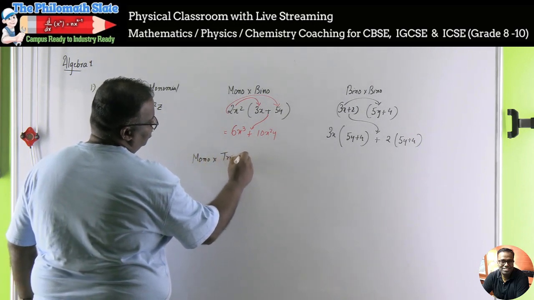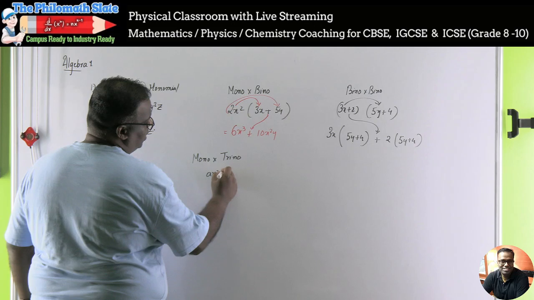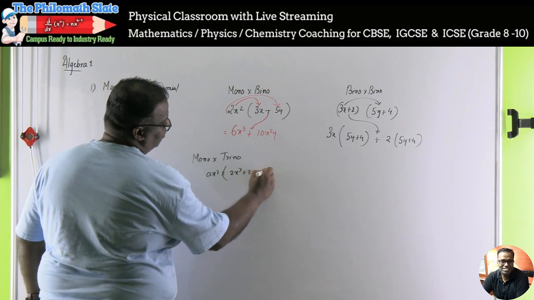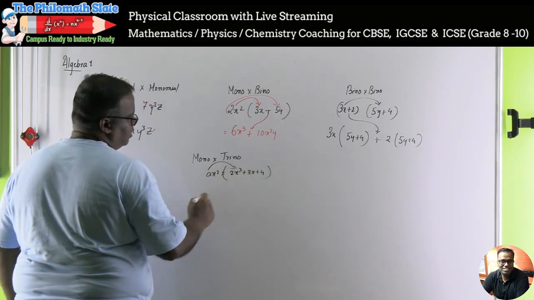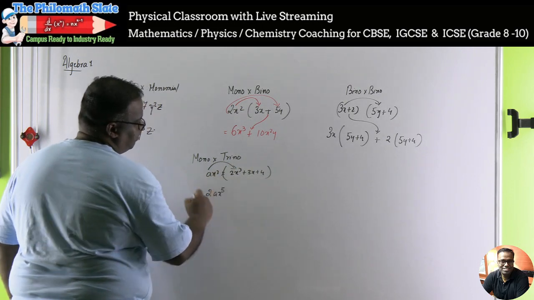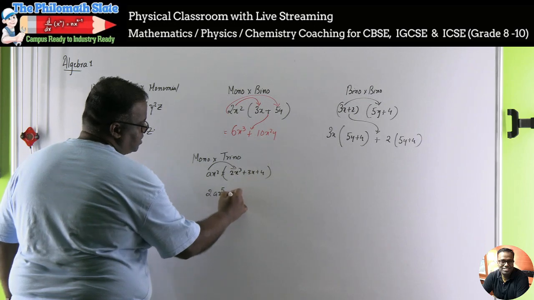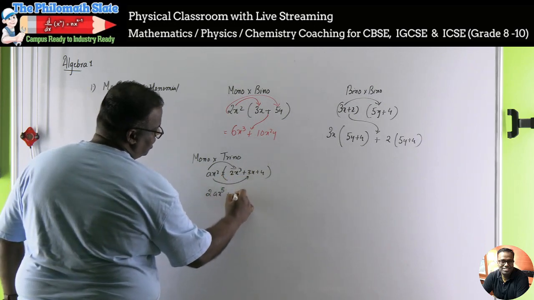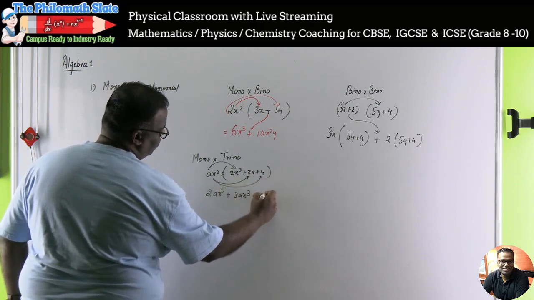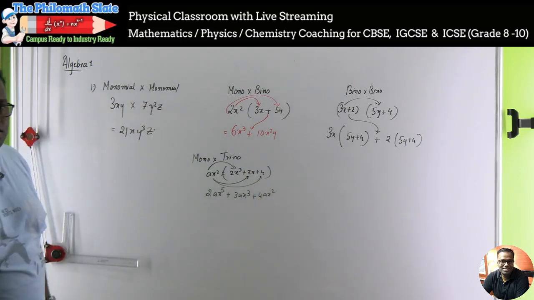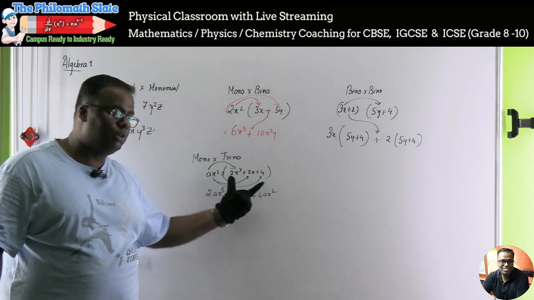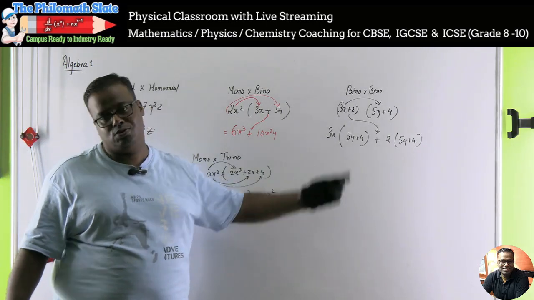एक देखते हैं mono into trino. So mono means ax square multiplied with a trino, say 2x cube plus 3x plus 4. So you will go and raid this, then plus, so let's raid this. So it becomes 2a x to the power 5, done. Then this sign comes, then you go and raid this, it becomes 3a x cube, done. Then plus, then go and raid this, it becomes 4a x square. And if it is trino into trino, first one into, then mono into trino, plus mono into trino, plus mono into trino.